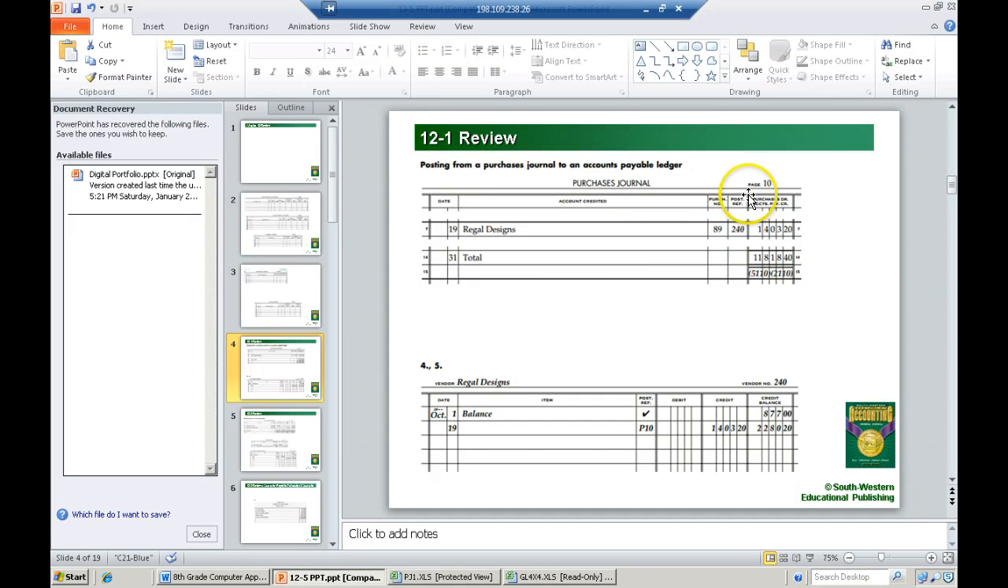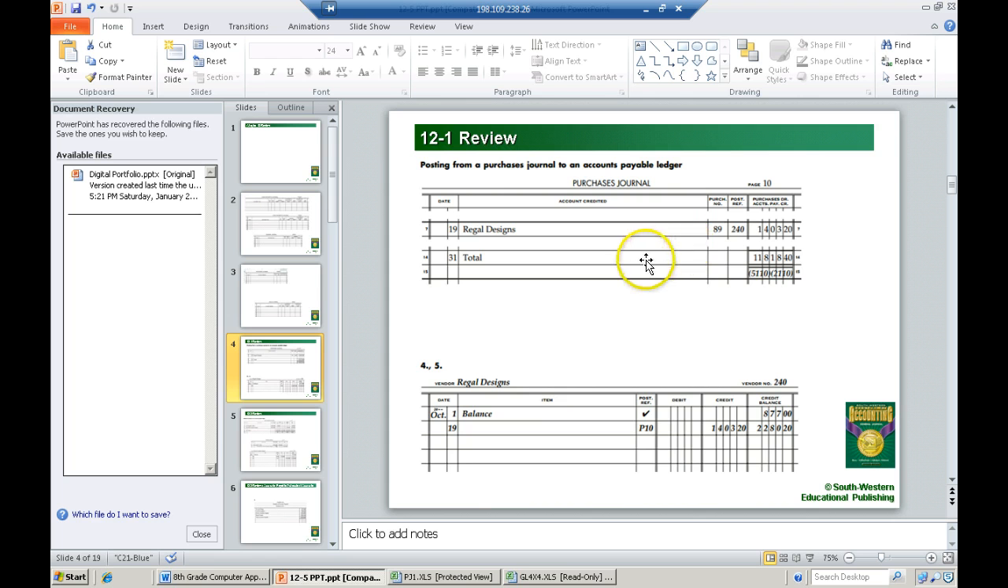So in the purchases journal, again, there's only one column here because it only deals with one type of transaction. We purchase merchandise on account. If it says that, it goes in the purchases journal. We keep a running total of every date and every company that we purchase from, and then at the end we add it up.